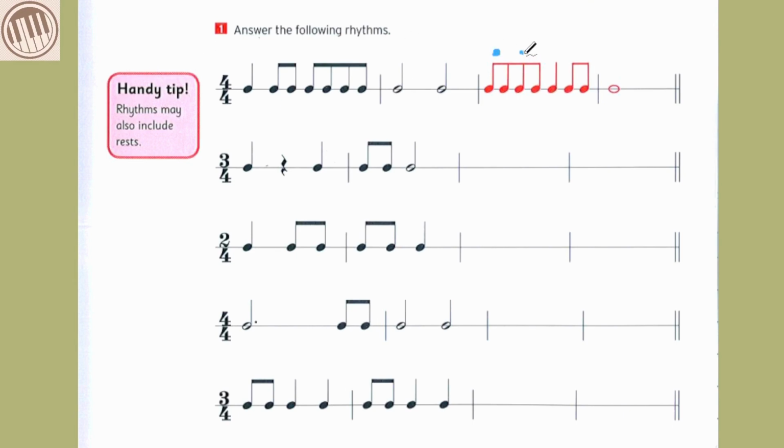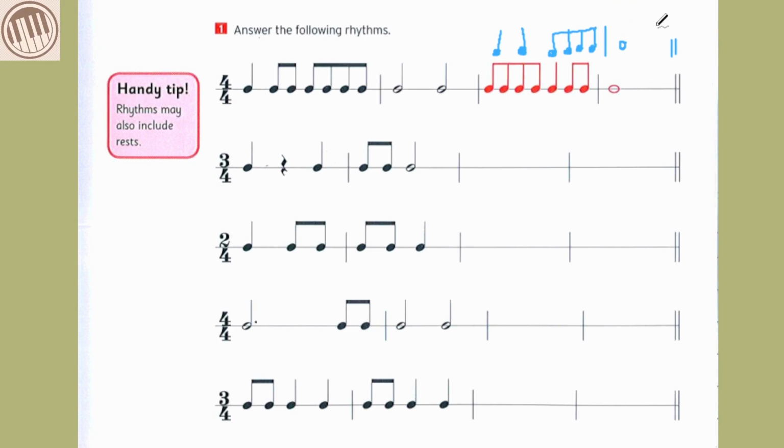Maybe add 2 crotchets here and add 4 quavers here. Let's see how that sounds. So here's my beat 1, beat 2, 3 and 4. I can close the bar after that, and I can add a semi-breve to my last note.